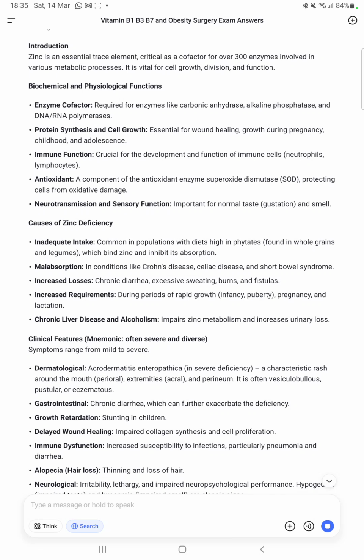Zinc is an essential trace element that is critical for over 300 enzymes. It acts as an enzyme cofactor for carbonic anhydrase and alkaline phosphatase. It is also involved in protein synthesis, cell growth, and immune function. It acts as an antioxidant and helps in neurotransmission. Causes of zinc deficiency are inadequate intake, seen in populations where the dietary consumption of phytates is high.